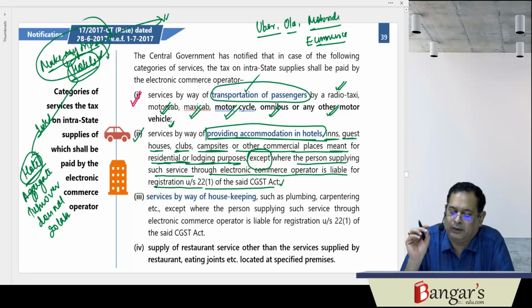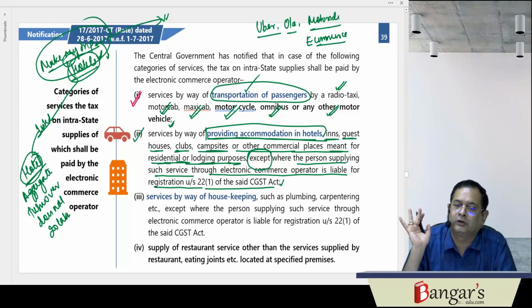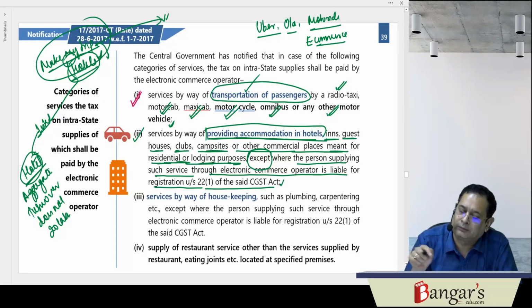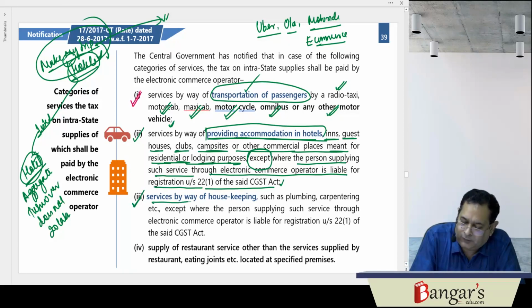The services by way of providing accommodation in hotels, guest house, clubs, campsite or any other commercial places meant for residential or lodging purposes, except where the person supplying such service through ECO is liable for registration under 22(1) of the said Act. Okay. So when the hotel is liable for registration, then in that particular circumstance, ECO will not be liable to pay GST. 9(5) will not be applicable, because the hotel itself is registered, the hotel will pay the tax on the same. But if the hotel is not liable for registration, in that particular circumstance, the ECO will be required to pay the tax.